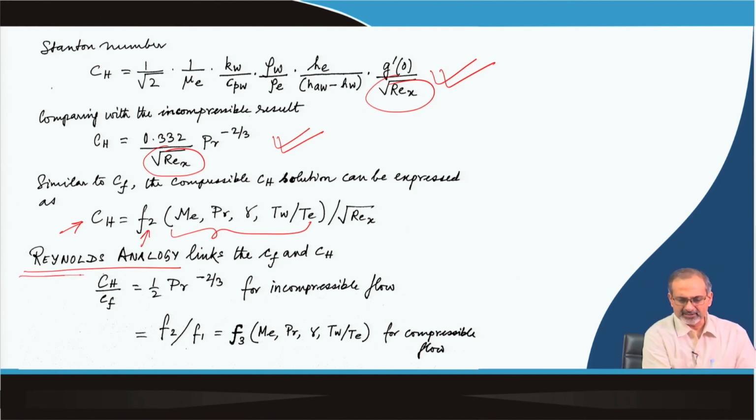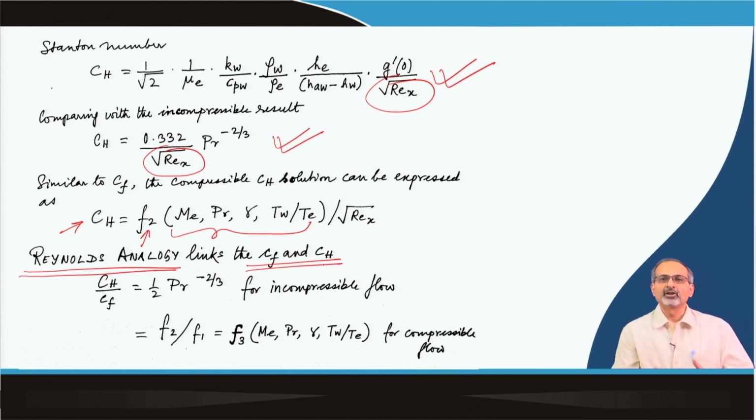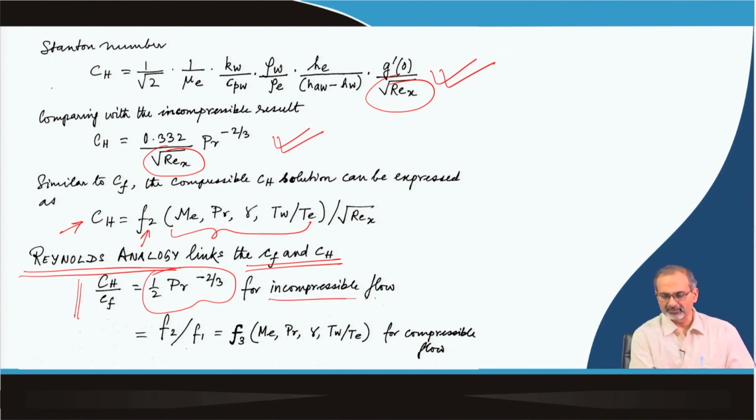The Reynolds analogy links the CF and CH, the skin friction and the heat transfer coefficient, which are analogous in nature, and when you take a ratio, it nicely comes out to be half of Prandtl number raised to minus 2/3 for incompressible flow, whereas for compressible flow you have the ratio of these functions F2 by F1, which will of course be dependent on Mach number, Prandtl number, gamma, and temperature ratio. The square root of Reynolds number will drop out.